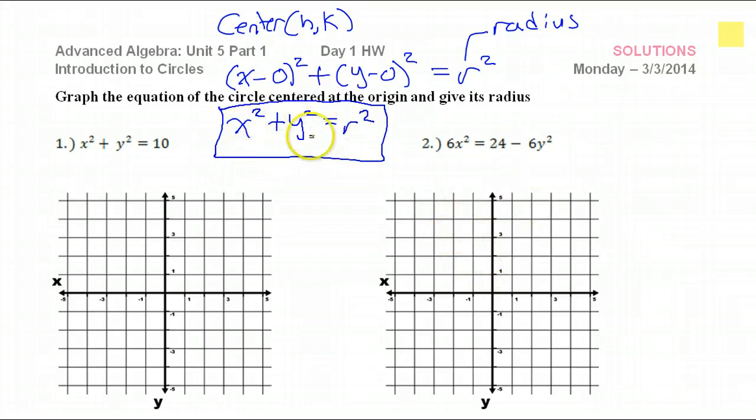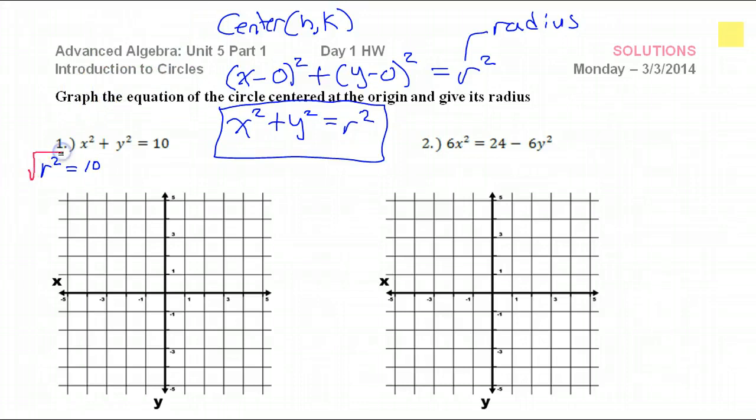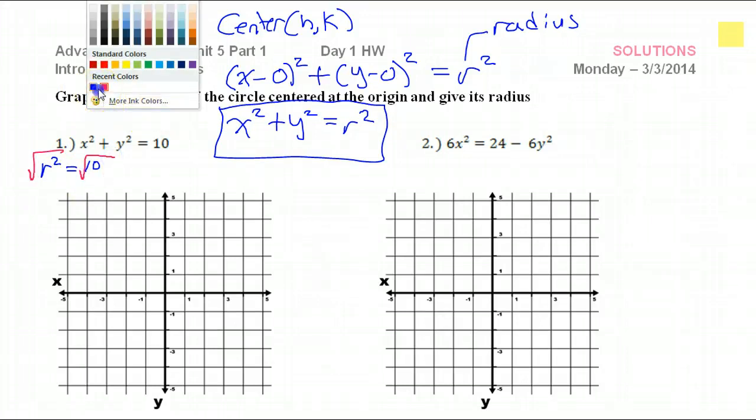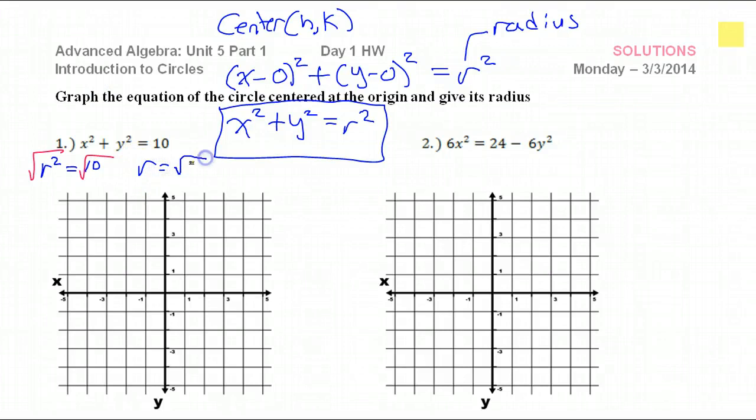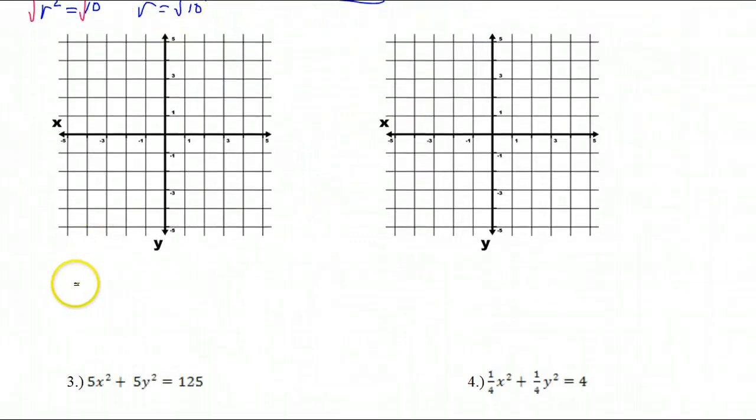Now, looking at problem number 1, we're supposed to graph this. Now the 10 is r squared, because it's in the r squared position. So r squared equals 10. If I want r, I'm going to have to take the square root of both sides, right? So that means r is going to equal the square root of 10. I'm supposed to write these things down, so the radius is the square root of 10.